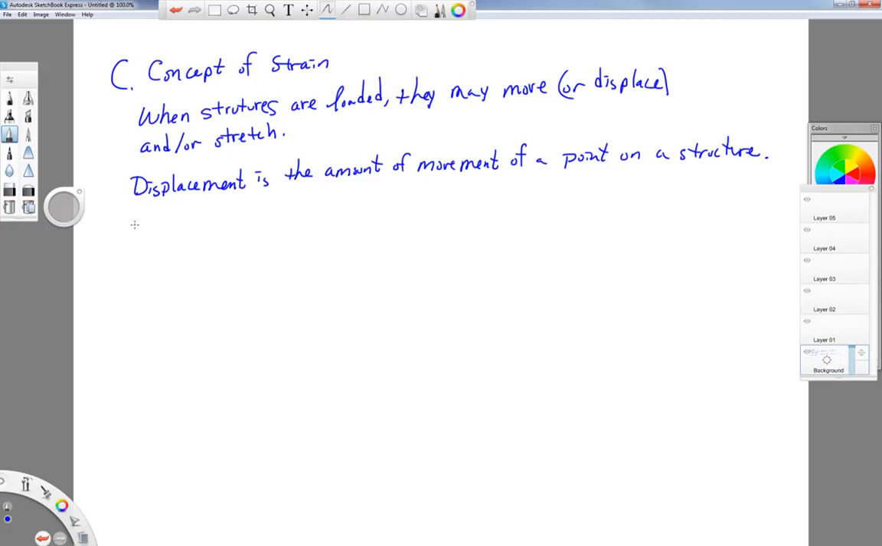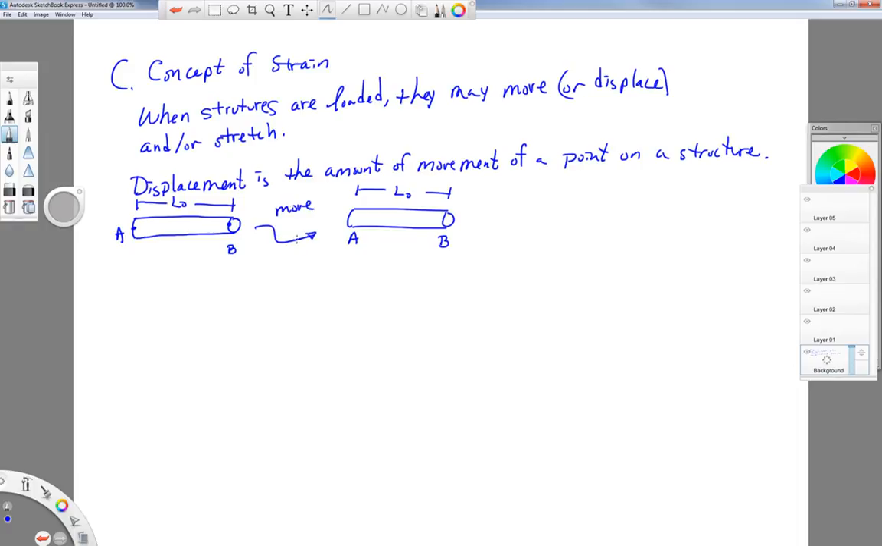We can have what's called rigid displacement if we take our structure, say our round bar, that has a couple points we can identify on it, maybe point A on the left and point B on the right, and some length in between, L0. We can displace this just by picking it up and moving it to a new position. During that movement, we didn't stretch it out at all. And we have what's called rigid displacement.